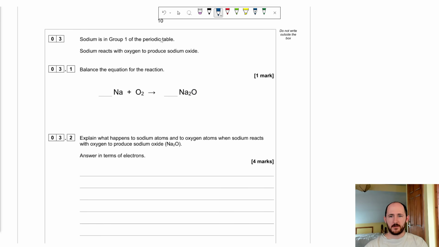Sodium is in group 1 of the periodic table. Sodium reacts with oxygen to produce sodium oxide, balance the equation. For balancing equations, again, people find it a little bit tricky. Something that you can do is just basically count the atoms on both sides.